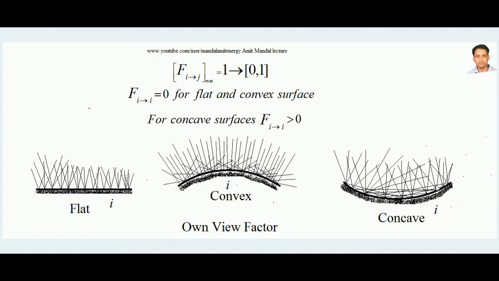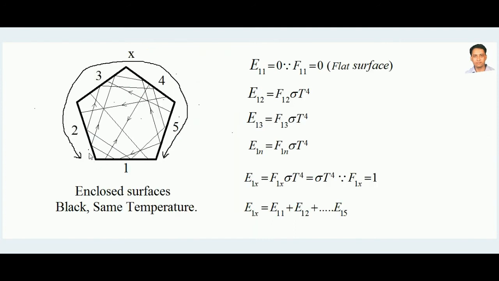Only for the case of concave surfaces it could be possible that the radiations emanating from the points fall over its own surface. So Fii for a concave surface is always greater than 0, but Fii for flat and convex surfaces is always 0. Now suppose this is an enclosure of 5 flat surfaces, and all the surfaces are black and at the same temperature.